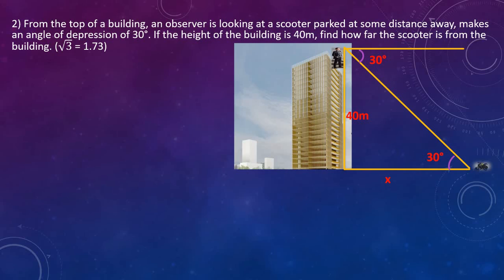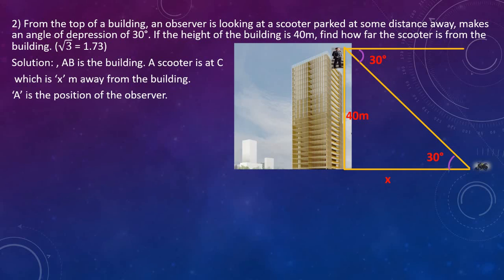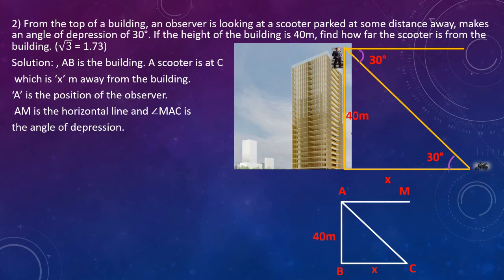Now let us formulate this question in the form of a diagram. AB is the building. The scooter is at C, which is x meters away from the building. A is the position of the observer. Now let us join points A and C. AM is nothing but the horizontal line. AC is nothing but the line of vision. And the angle formed between the horizontal line and the line of vision is called the angle of depression. So measure of angle MAC is nothing but the angle of depression, which is 30 degrees.